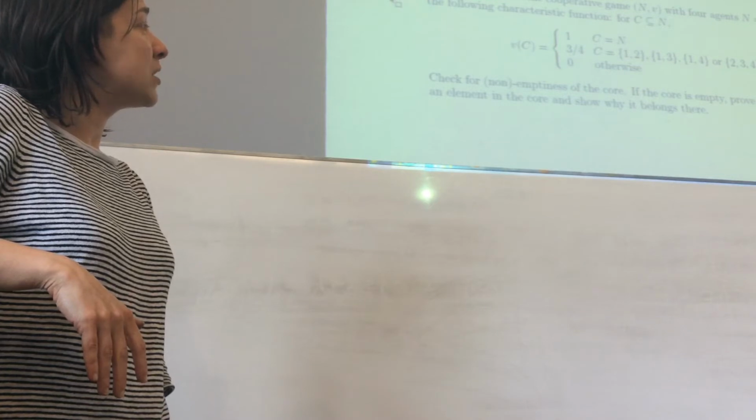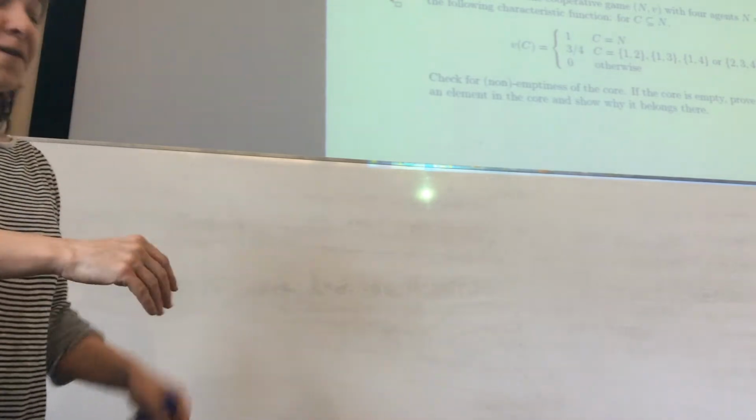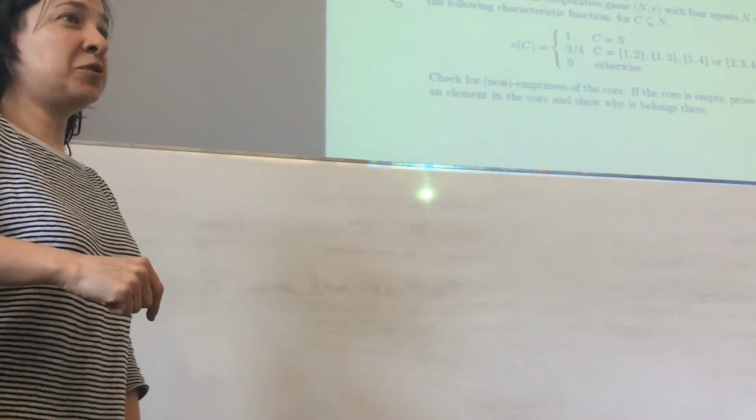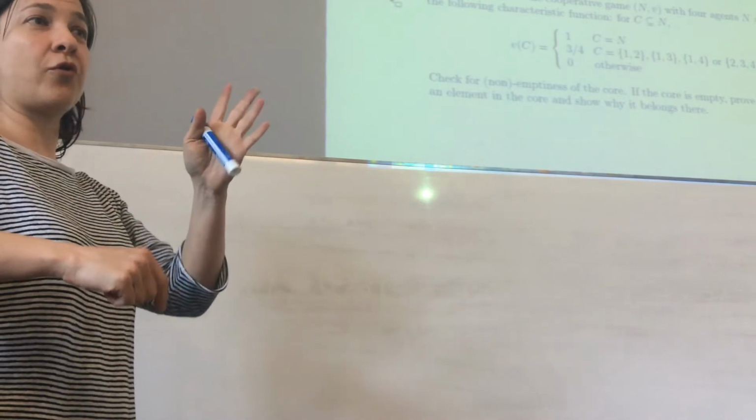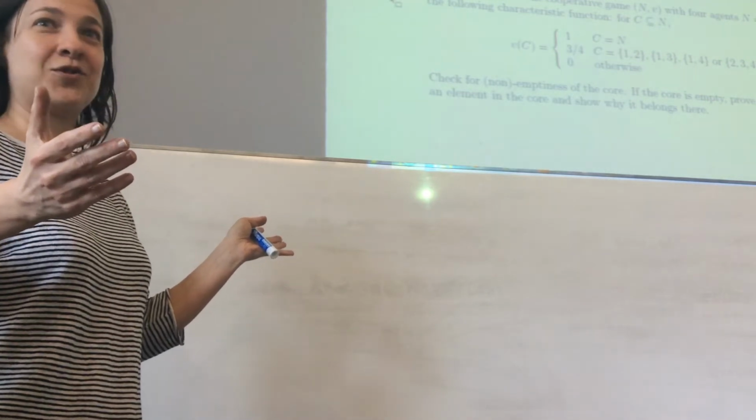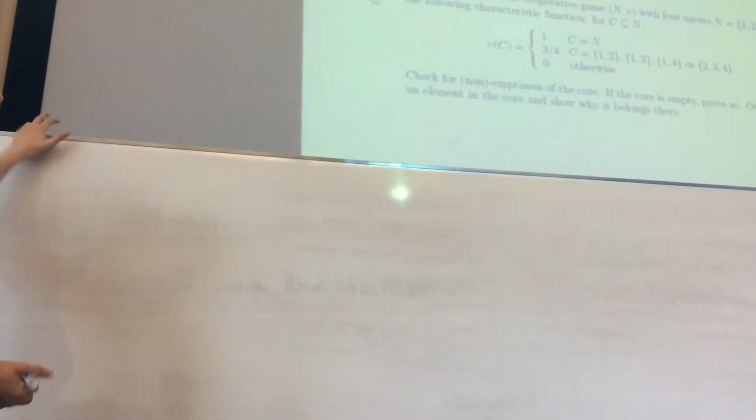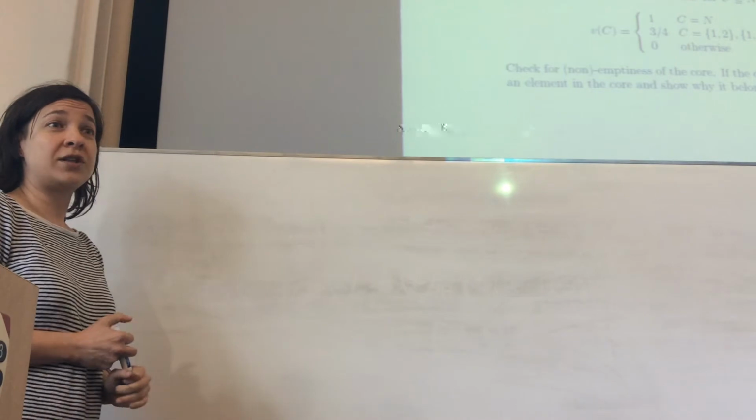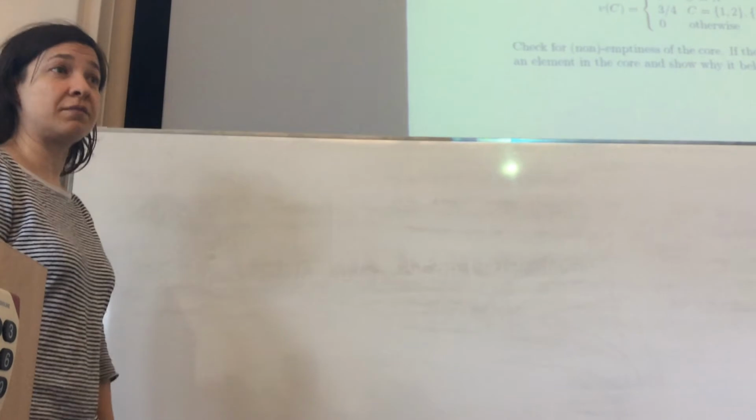The second mistake was of a similar flavor: if the core is non-empty, then 1/4, 1/4, 1/4, 1/4 must be in the core. I don't know why. This is just a guess, so that is not correct. What you have to do here is look at what constraints any vector in the core satisfies and find a contradiction. That's it.